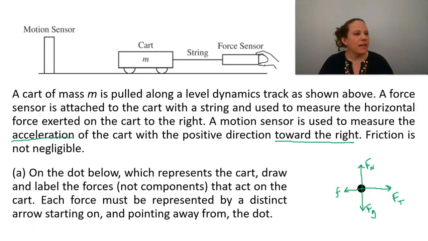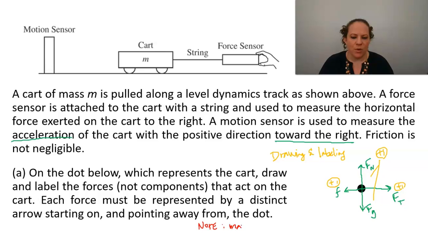So our points: this is all drawing and labeling. A point for tension, a point for labeling the force of friction. Again, this is drawing and labeling. And then we're going to get a point for both of the forces in the vertical direction. And then note, and let me write this down, you can earn a max of 2 points if there are any extraneous vectors.